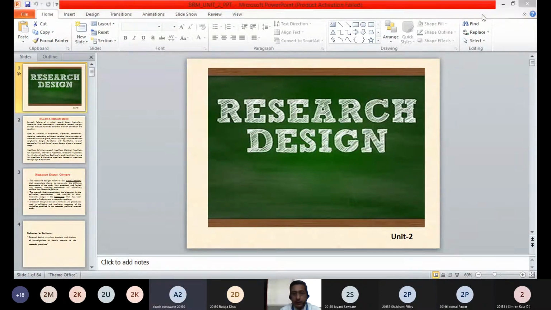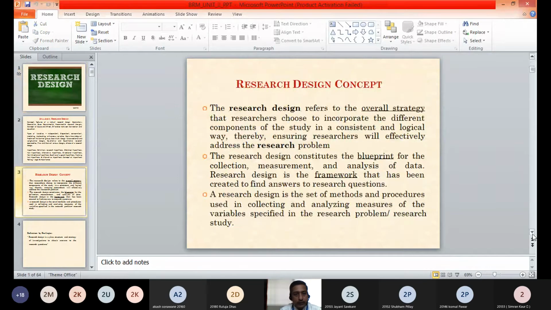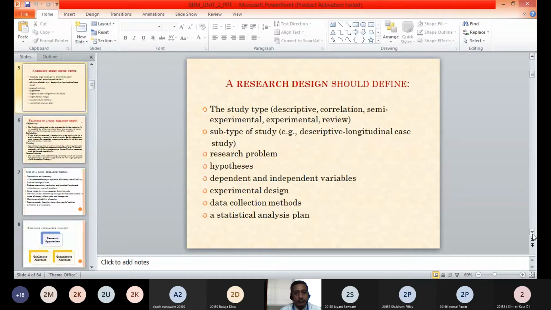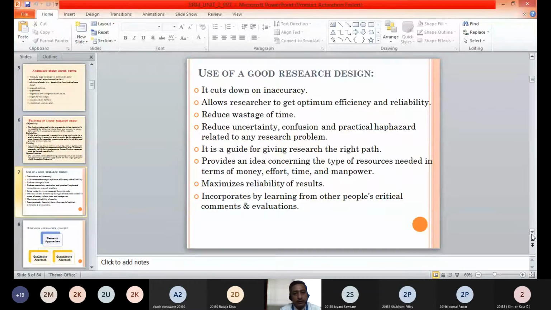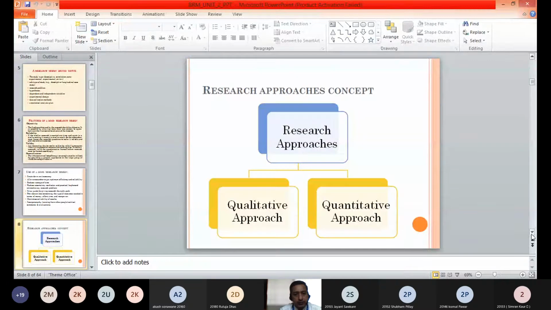Okay. So yesterday, we started with Unit 2, that is research design. In that, we started discussing what a research design is, the different definitions of research design, what research design will include, the various features of a good research design, and how research design can help a researcher. And we started with research approach.